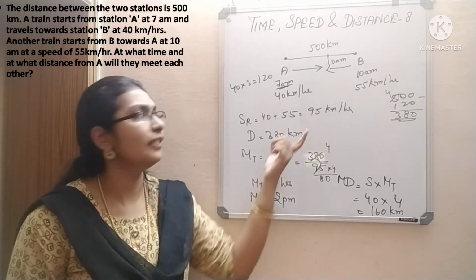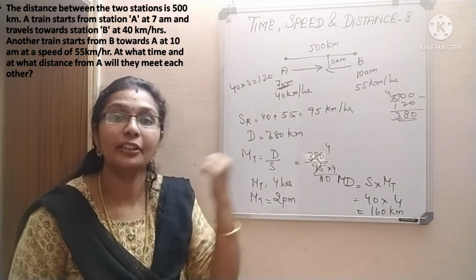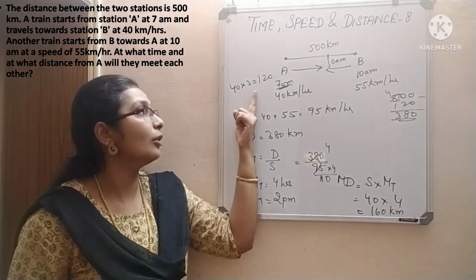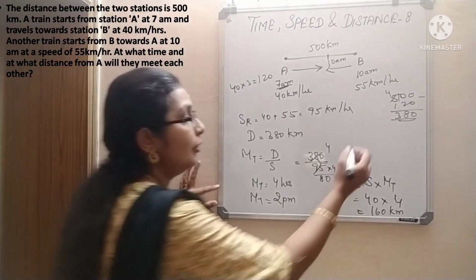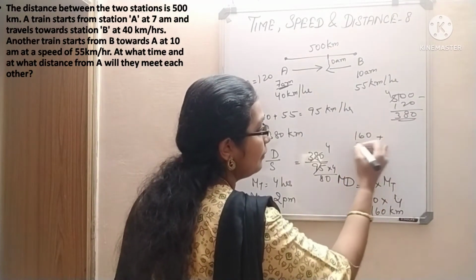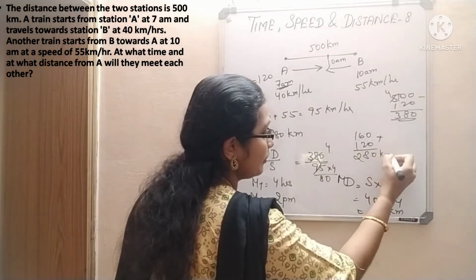You may have a question, why should I do that? Because we have moved 120 kilometers and changed the timing to 10 am. So that also we should add to this, otherwise your answer will be wrong. So to that 160 you will have to add 120. So your final answer would be 280 kilometers.